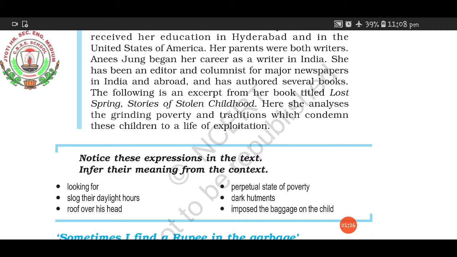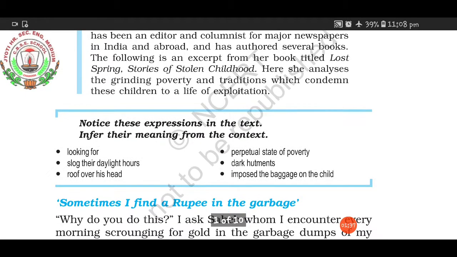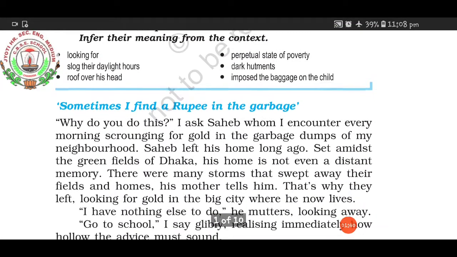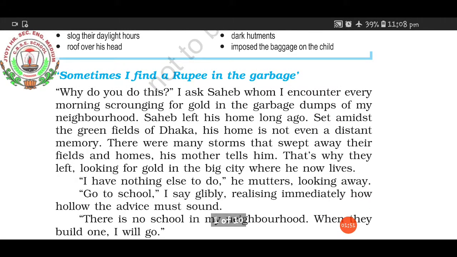Now, when we talk about Saheb, as I said, he's a rag picker. He is actually a resident of Dhaka, Bangladesh, and because of the storm and the destruction of the fields, the entire family moved to Delhi in search of gold. In search of gold doesn't mean gold, but it means livelihood, bread to live, to survive. And they reached over here and got indulged in the rag picking work.